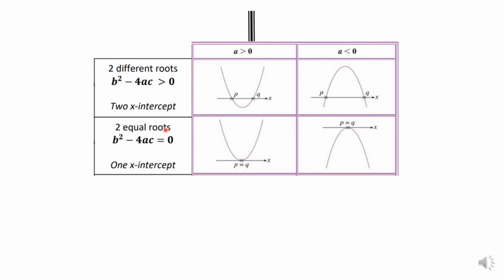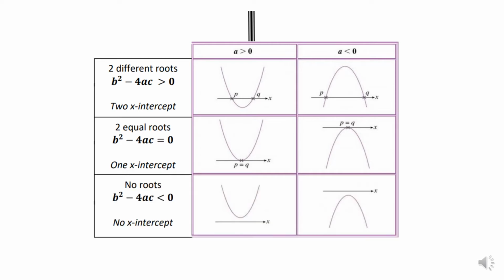Whereas for two equal roots, the discriminant is equal to 0, we will see only one x-intercept. As for no roots, where the discriminant is less than 0, there should be no x-intercept, where the graph is above the x-axis for a greater than 0 or below the x-axis for the graph where a is less than 0.